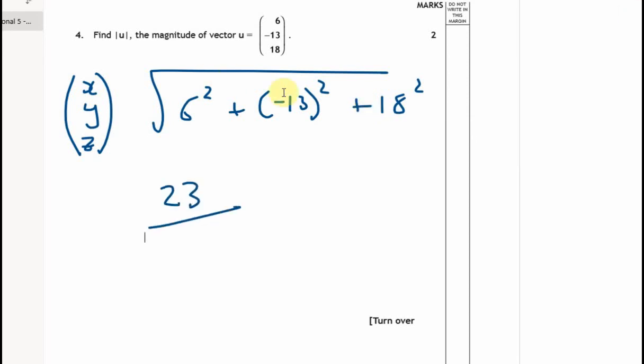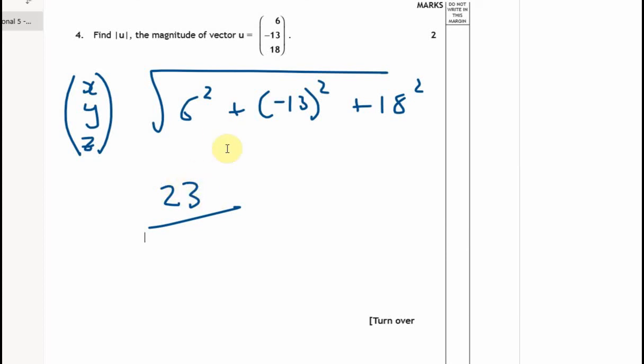Watch out for your negative there. So that'll be a positive number. But yeah, it should be nice and straightforward. Well, 6 squared is obviously 36. Is 13 squared 169? Is that right? Yep, and 18 squared, I always forget, 324. And then square root them. Obviously, you'll have a wrong answer if you don't square root it. You'll have a massive number that won't quite look right.